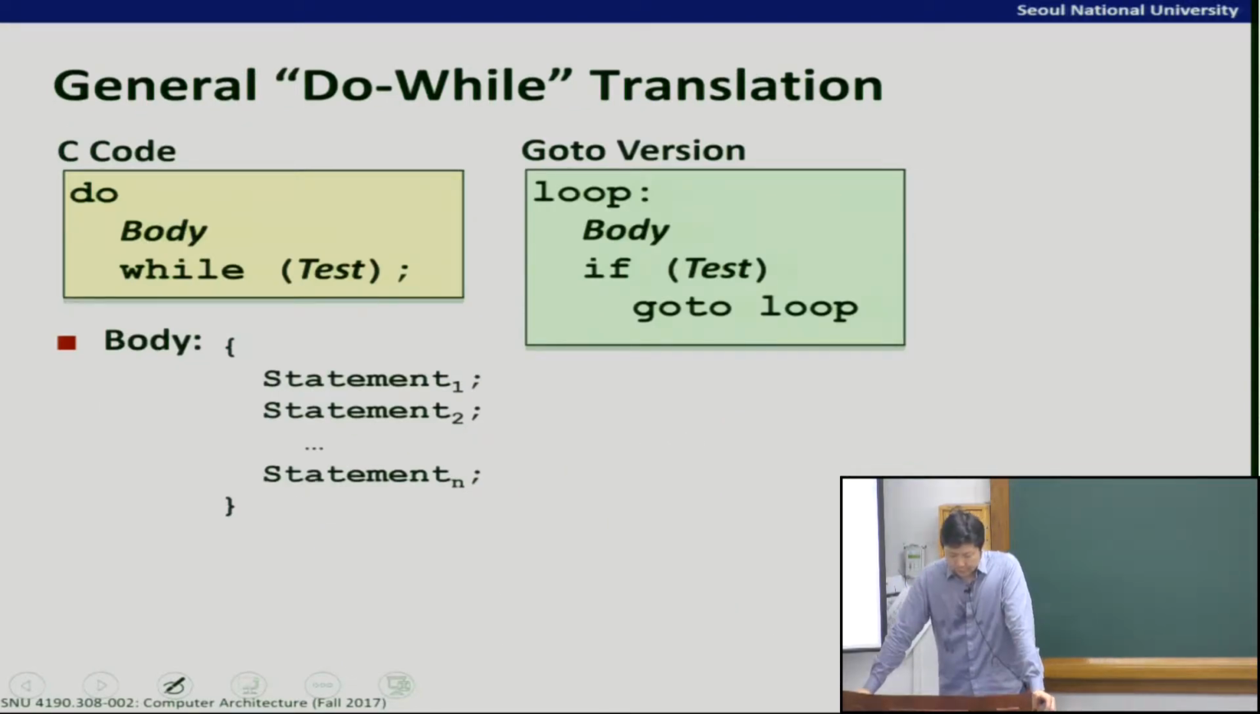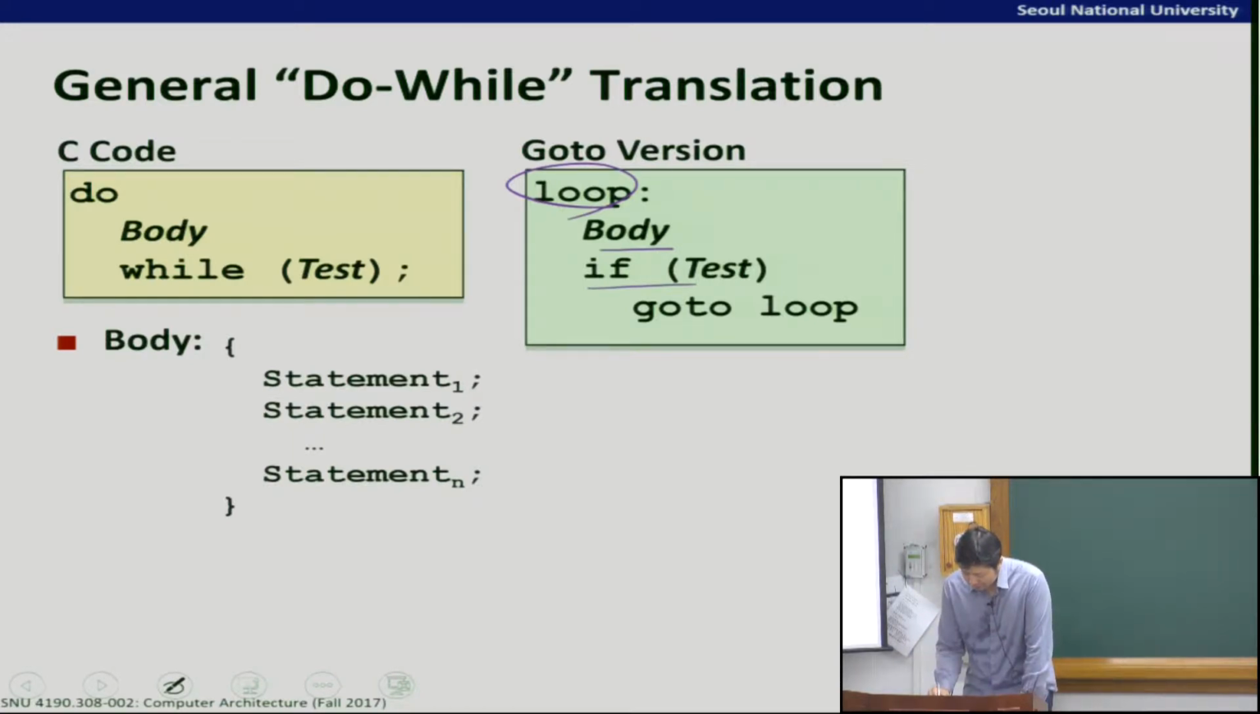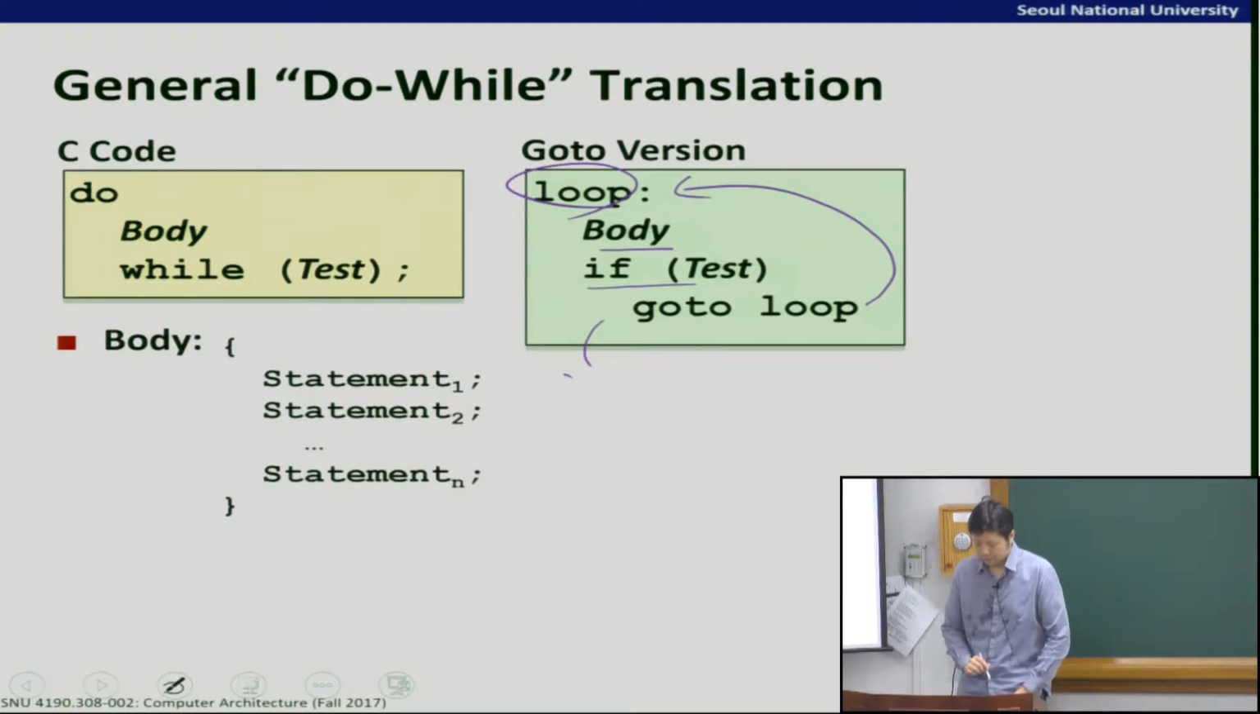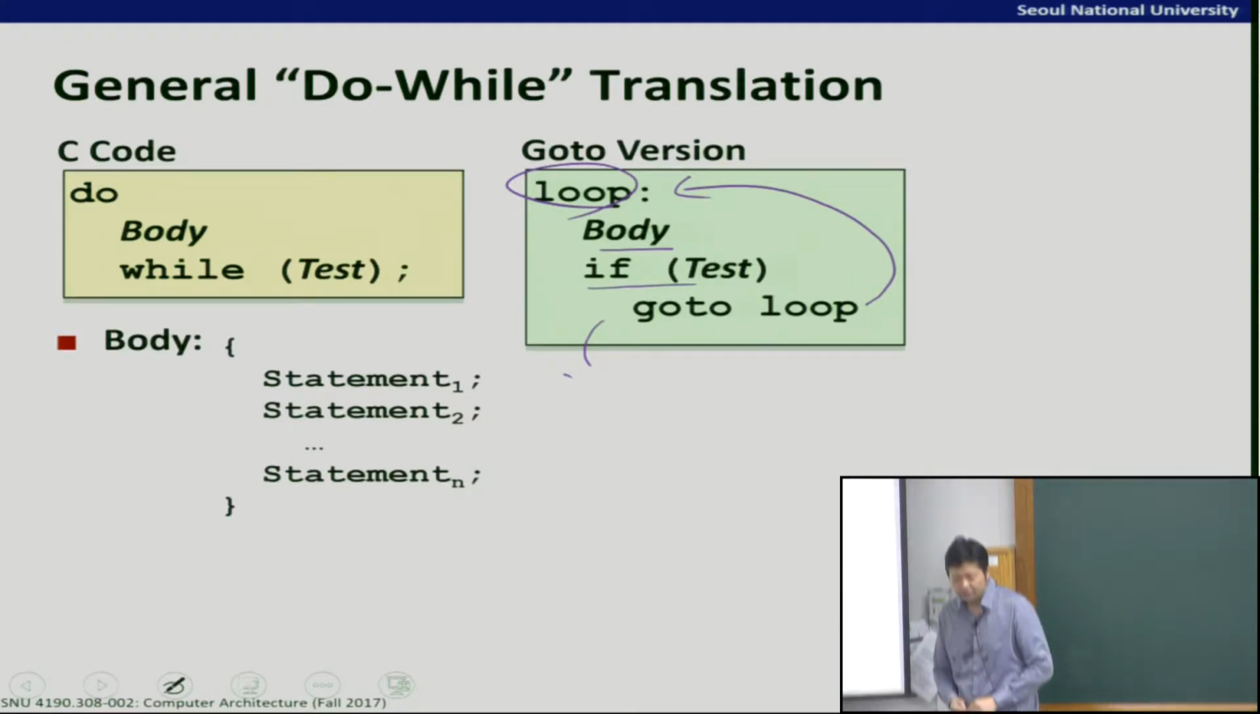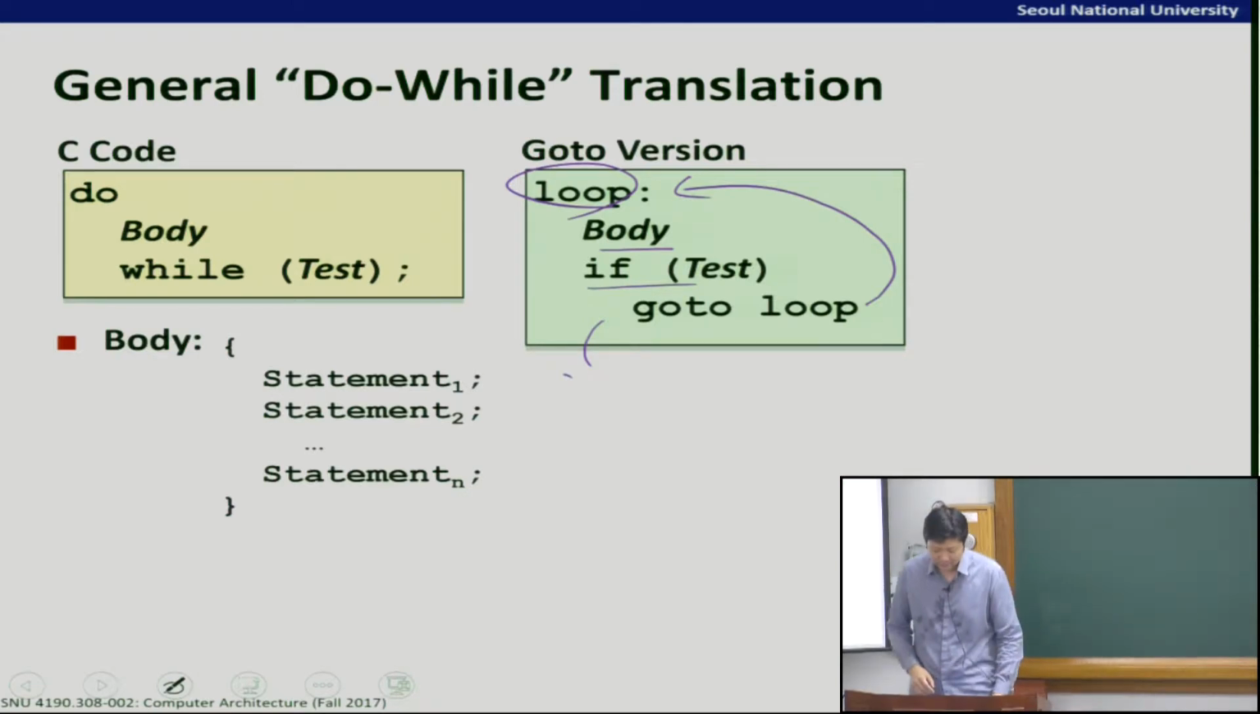So here is a more general do-while transformation. Think about this do, a loop body followed by a while statement. If you translate it into the goto version, then you have a label loop here followed by the body, and there's an if statement which tests the condition. If this test is true, then we go back to the loop. Otherwise, we simply exit the loop, right? So this is the converted version of the do-while statement.